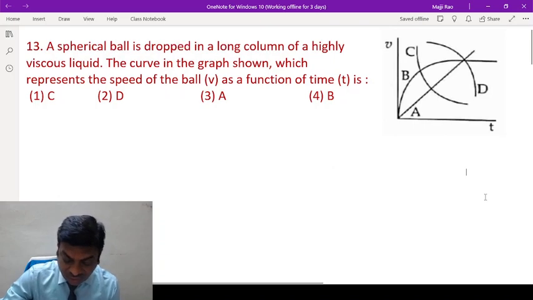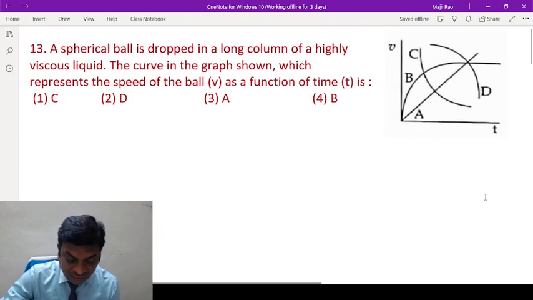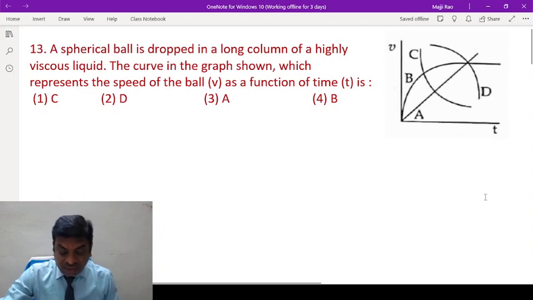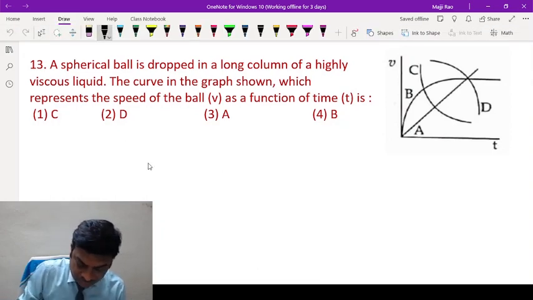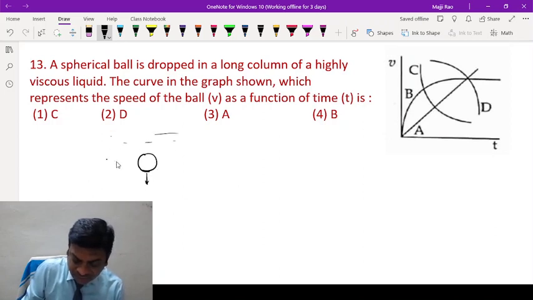A spherical ball is dropped in a long column of a highly viscous liquid. Which curve in the graph represents the speed of the ball v as a function of time t? Now students, suppose this is a spherical ball and it is dropped in a viscous medium. The medium is viscous.